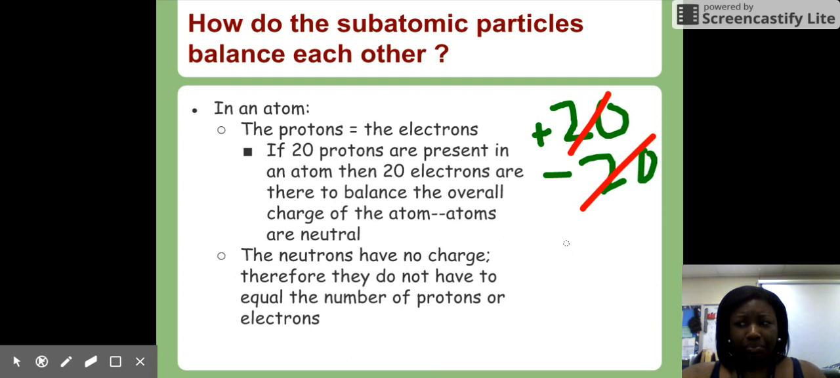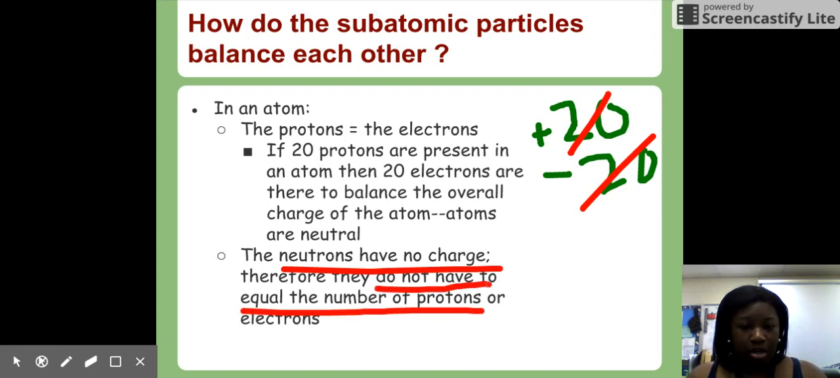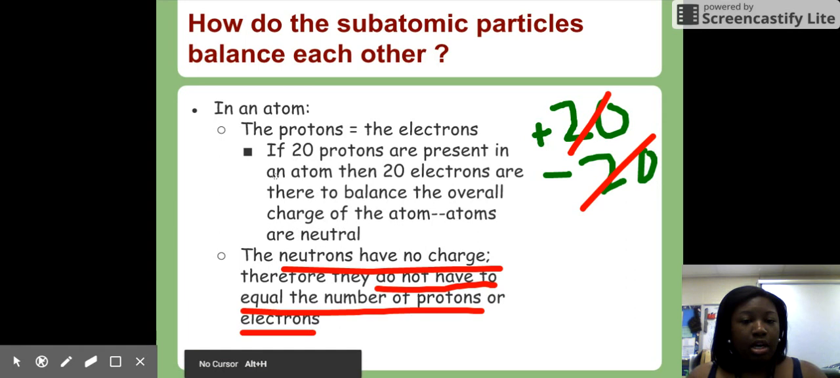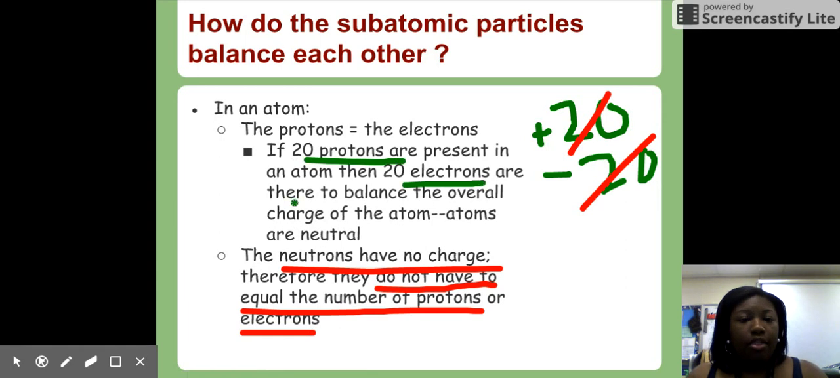Neutrons have no charge, and therefore they don't have an effect on the overall charge of the atom. So neutrons have no charge. They do not have to equal the number of protons or electrons, okay? But we have the protons and the electrons. They balance each other out, okay? That makes it neutral.